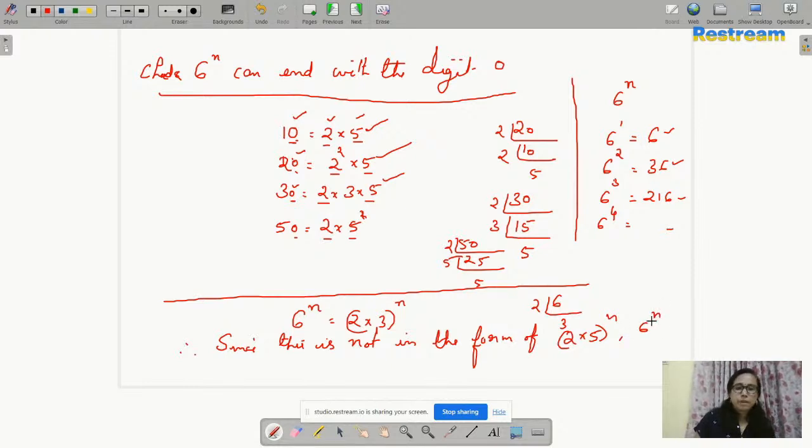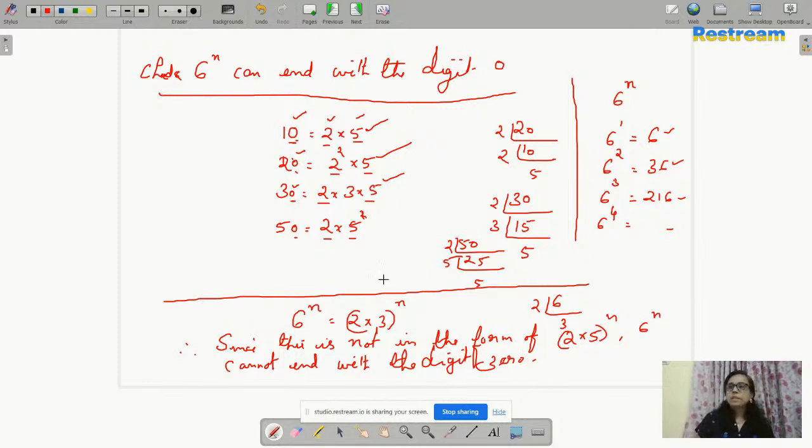So 6 raised to the power n cannot end with the digit 0. Did you understand? It cannot end with the digit 0.